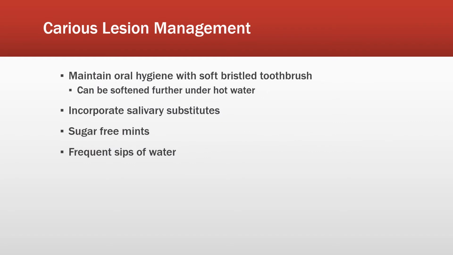Carious lesion management. You must maintain oral hygiene with a soft bristled toothbrush. You don't want it to be rough on your skin and tear up the tissues. It can be softened further if you put the toothbrush under hot water because it makes the bristles more malleable. Incorporate the salivary substitutes. Sugar-free mints also, because you're sucking on something, which helps induce more saliva flow, which helps flush the bacteria out of your mouth. And frequent sips of water also help with that flushing.